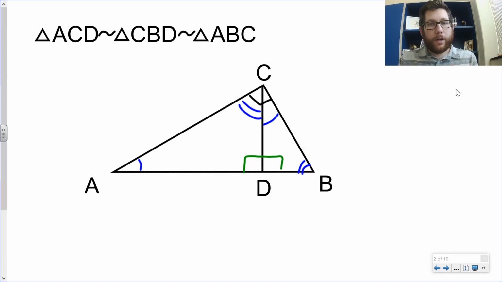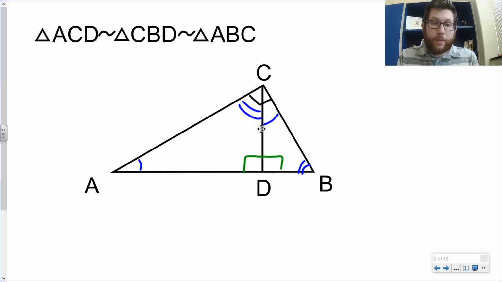So what we're going to look at today is what happens when I have a right triangle and I drop a perpendicular line down from the top. Now all of our triangles are going to look something like this, or be kind of in this format of sorts. So notice what happens here.